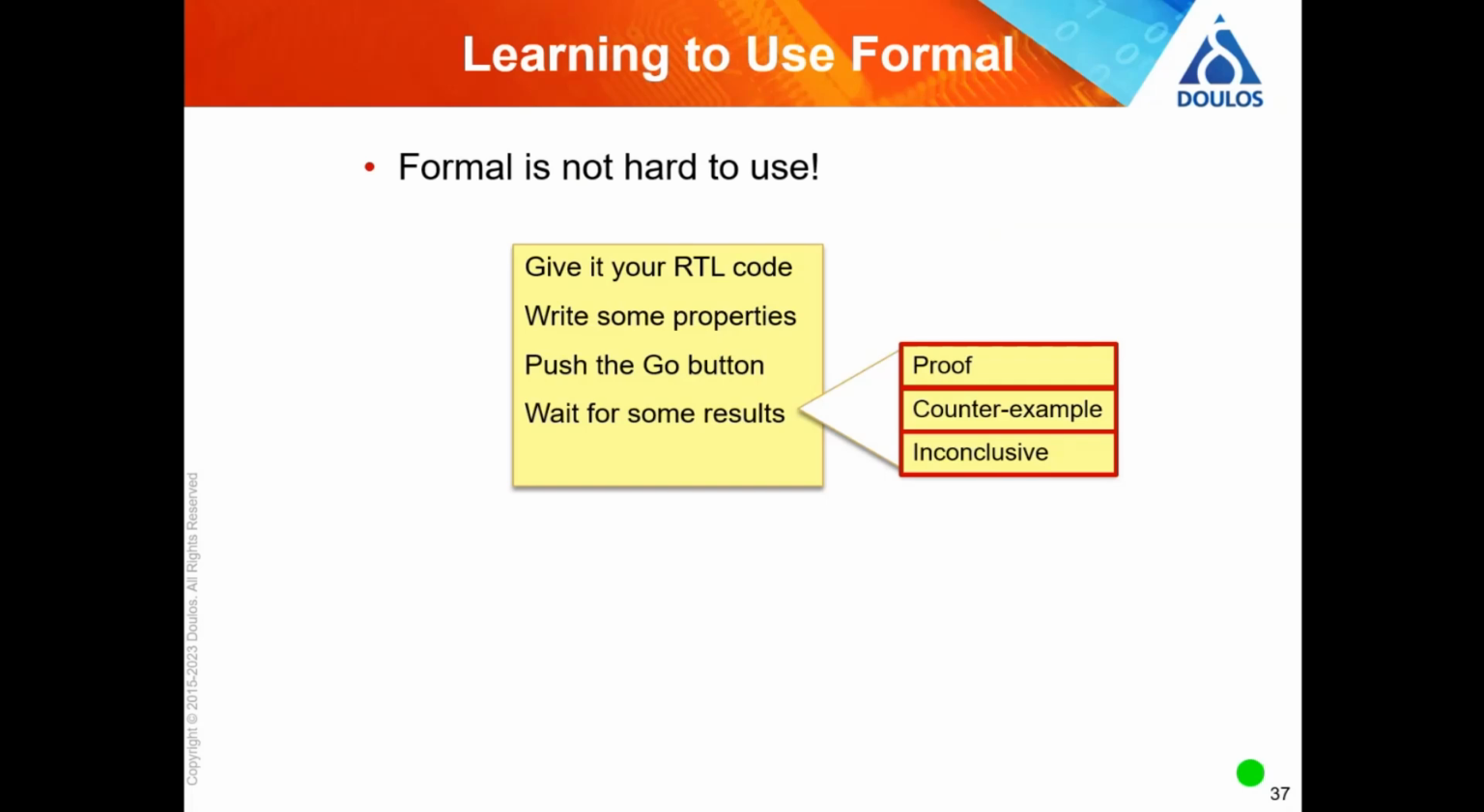So you've got these three possible outcomes. Proof, great, fantastic. Counterexample, well, not so good, but you found a bug, basically. And of course, that bug might be in your property. It might be in what's called your formal test bench. It isn't necessarily in the design, but that's the same with any kind of verification.